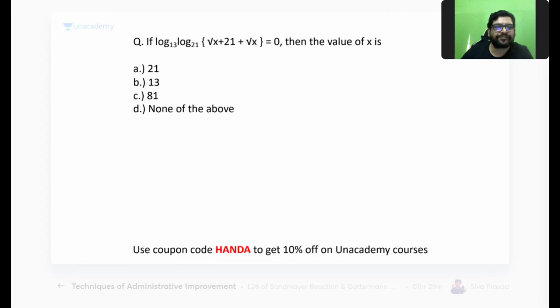Please try this one out. In this also, it will be this 21. This is over x, and that is over x plus 21. So how do you find this out? How do you calculate this?